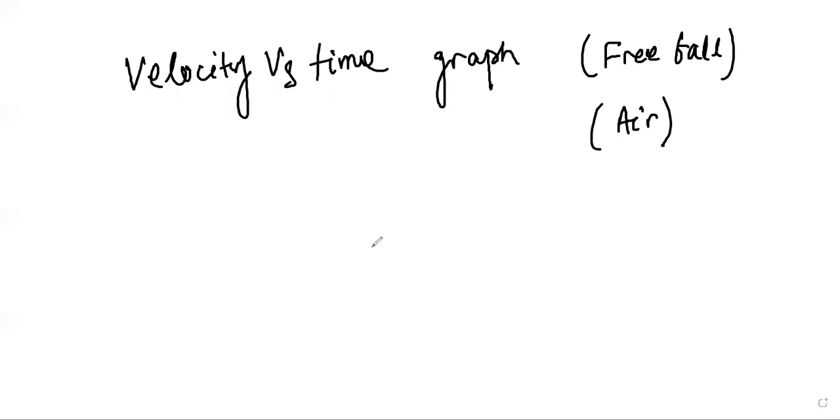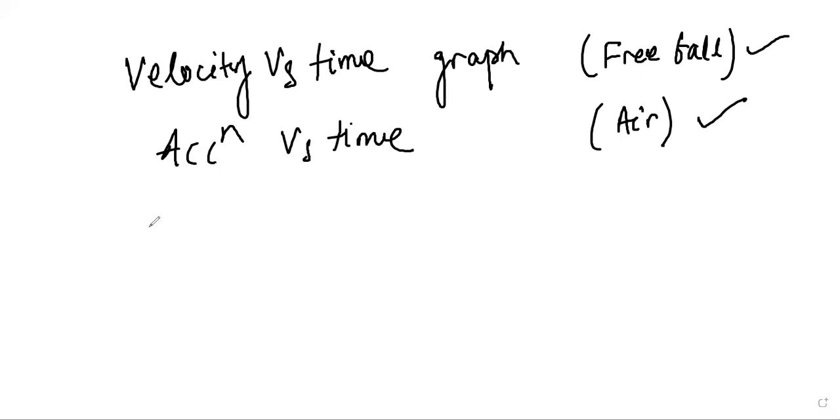Hello guys, today in this video we are going to discuss the velocity versus time graph when an object falls freely under the influence of gravity, and when the object falls in air, with air drag or air resistance. What will happen to the velocity versus time graph or acceleration versus time graph? That is what we are going to see.